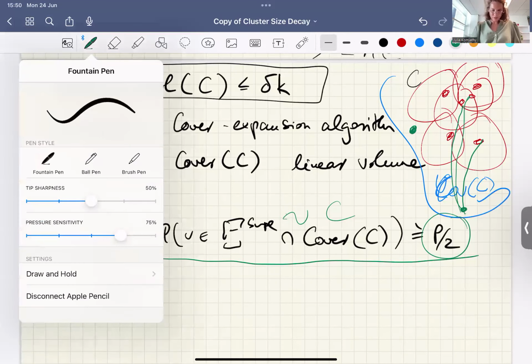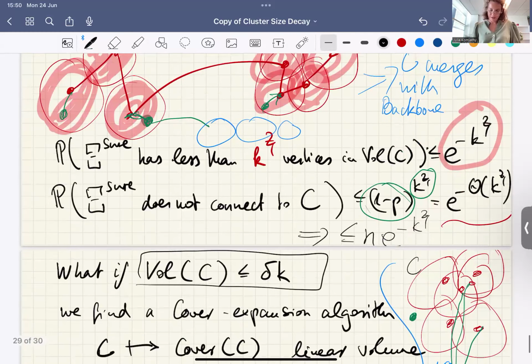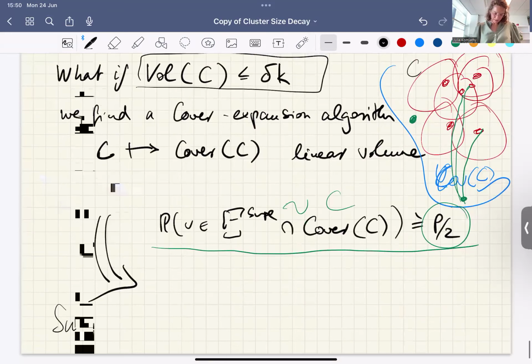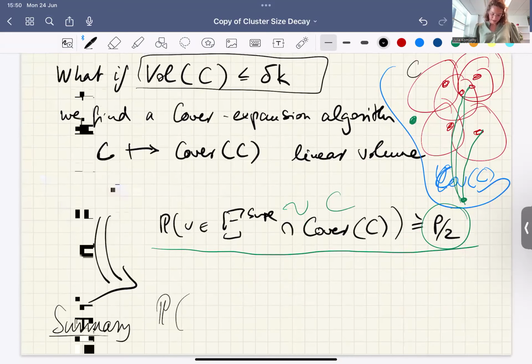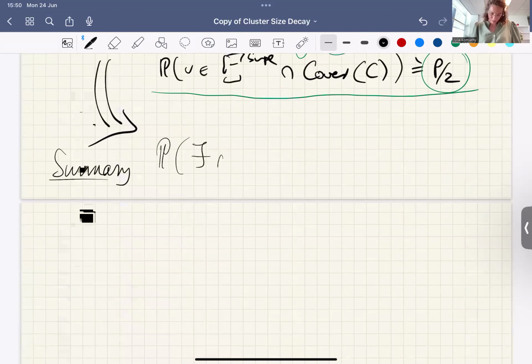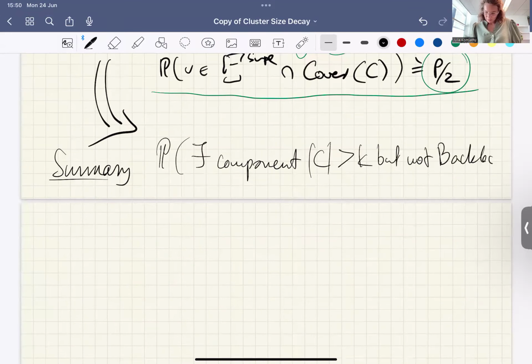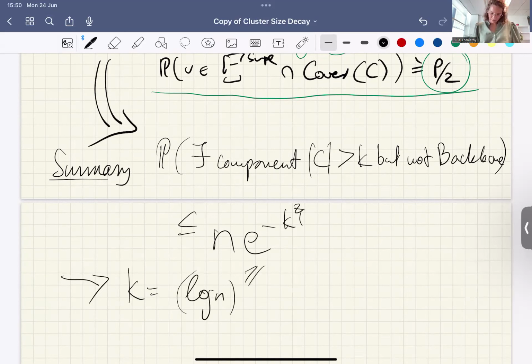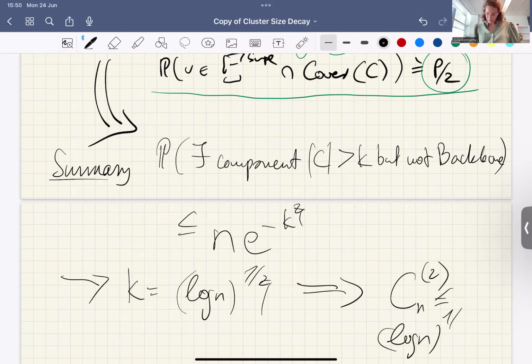So then we can use this to mimic the previous argument and connect a densely packed component also to the backbone. So to summarize, the probability that there is a component C, which has size larger than k, but is not the backbone, is less than n times e to the minus k to the zeta. So here, if you plug in k being log n to the 1 over zeta, you immediately get the size of the second largest component being less than log n to the 1 over zeta.